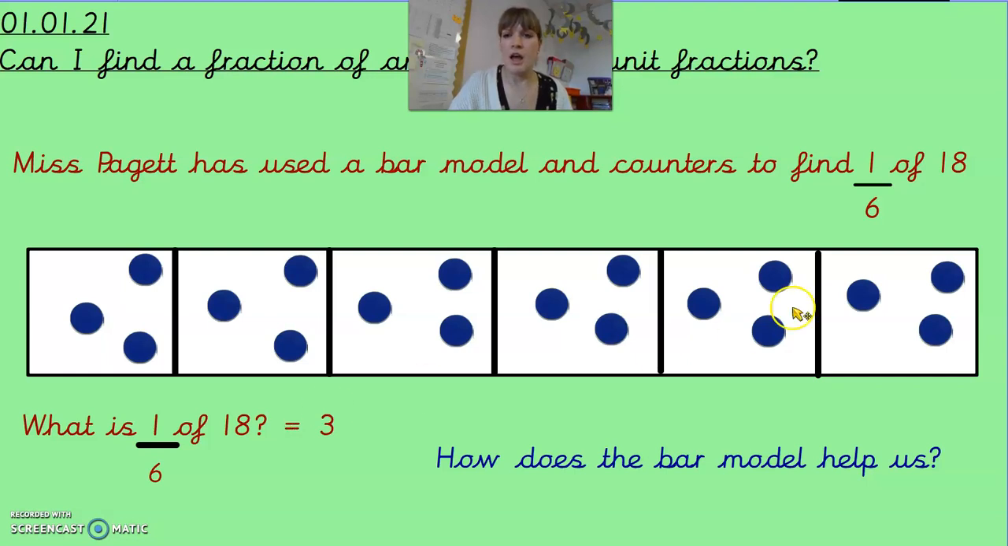So you will come across questions where I'll be asking you to find a unit fraction of an amount. Draw out your bar model. Divide it into the equal pieces of what your denominator is. Okay, and then share out the amount, the total amount. So in this case, I shared out 18 counters.